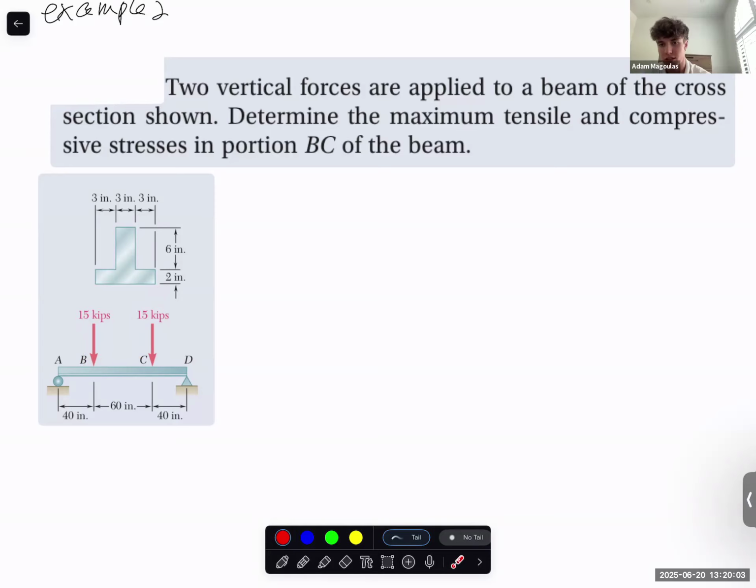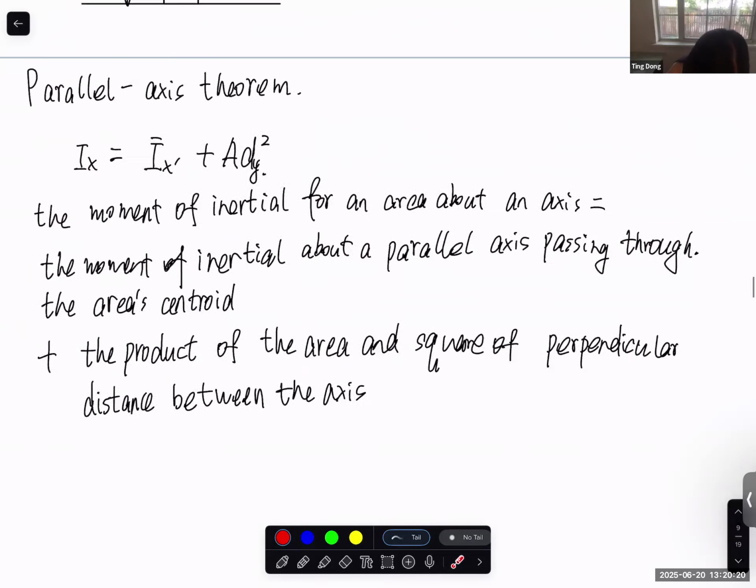Do you first calculate the centroid of the cross section? Yes. How to find the centroid? You find the area, or you divide by the area, but I forgot what the numerator was. Okay. So here.